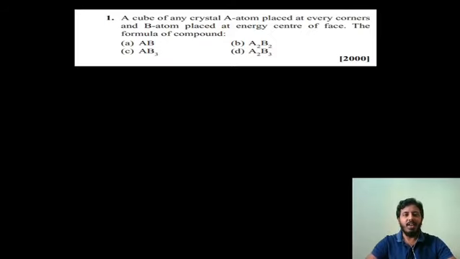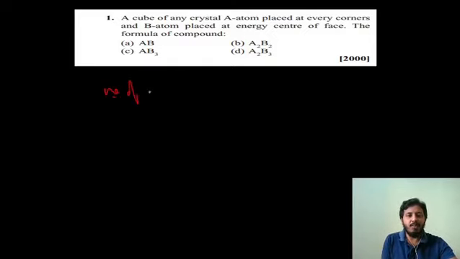A cube of a crystal has A atoms placed at every corner and B atoms placed at each face center. Then the formula of the compound is. So here we have to find out the formula of the compound.